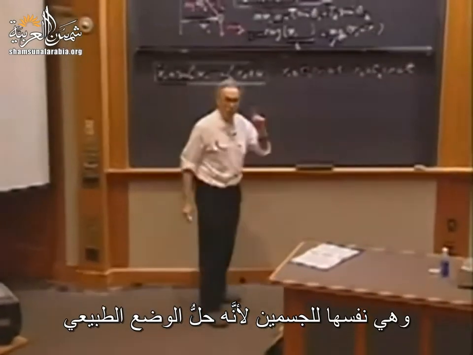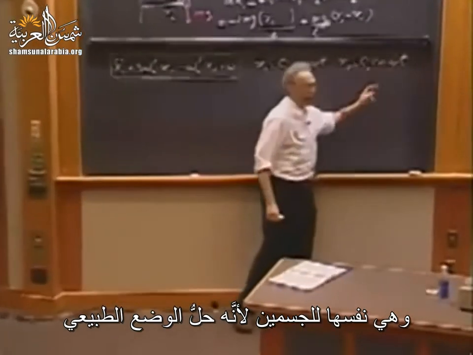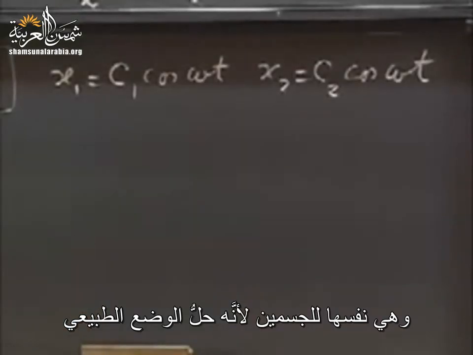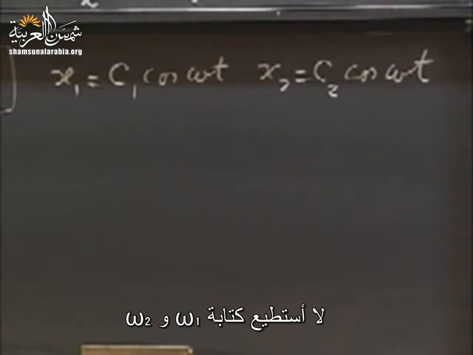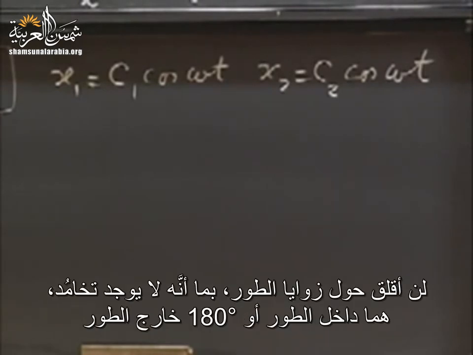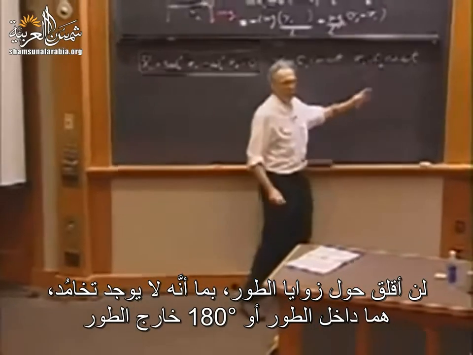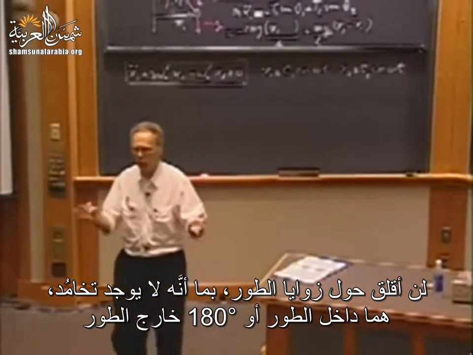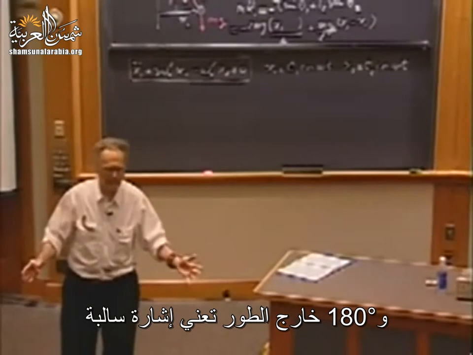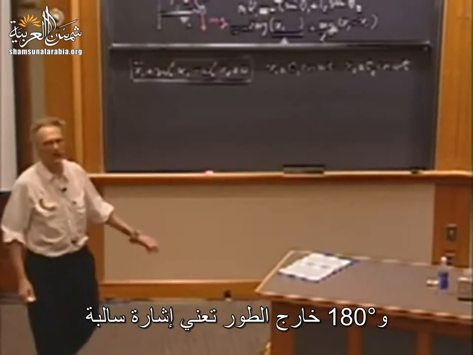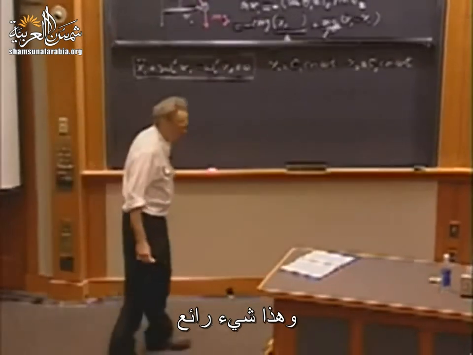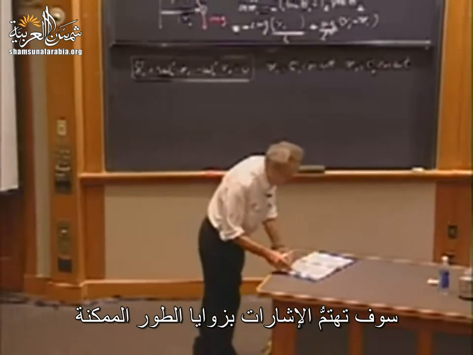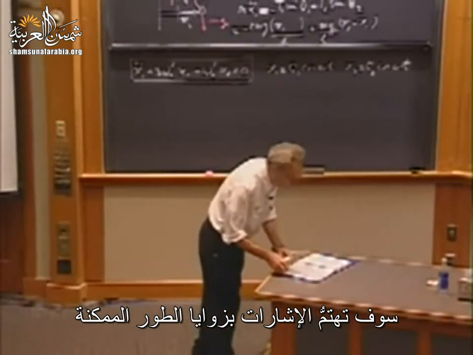Since we're looking for normal mode solutions, these two omegas must be the same. So I can write down omega 1 and omega 2 as one omega. And I don't have to worry about any phase angles because since we have no damping, either they're in phase or they're 180 degrees out of phase, and 180 degrees out of phase simply means a minus sign. So that's the great thing about this. The signs will take care then of the possible phase angles.